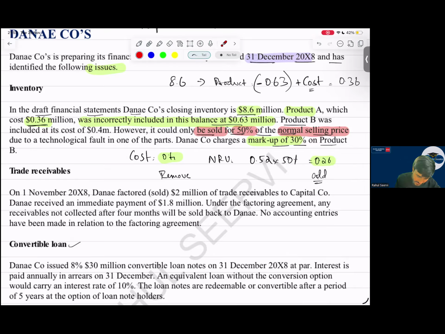Here they mention that D factored and sold 2 million of the trade receivable to C. Okay, D is selling to what? C, the capital company. D received an immediate payment of 1.8. Okay, out of 2, what is the payment they are receiving? 1.8, sir. Under the following factoring agreement, any receivables not collected after 4 months will be sold back to D.